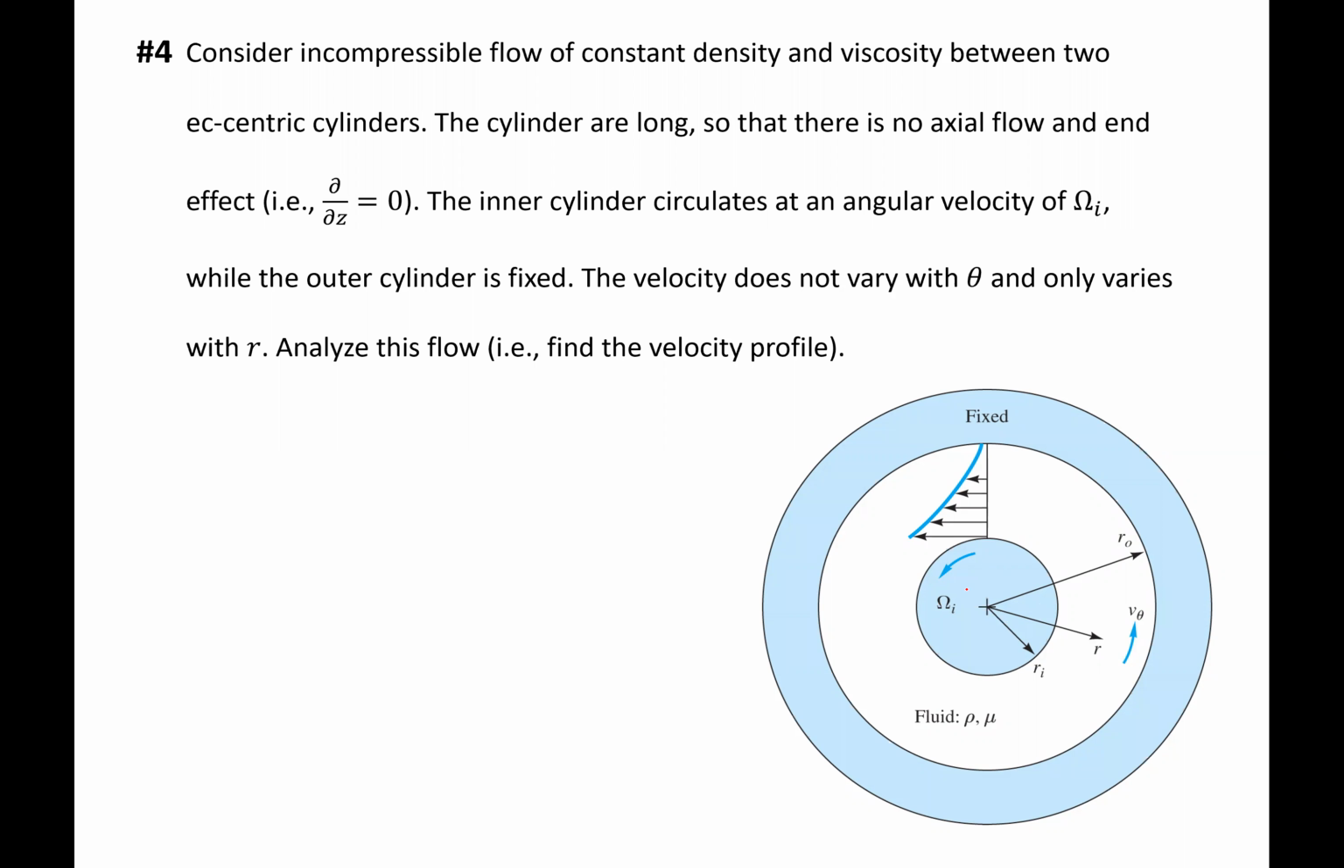So, we are after the velocity profile of the flow, which is created because of the rotational motion of the inner cylinder. Obviously, because we are dealing with the cylindrical geometry, we need to use the cylindrical form of Navier-Stokes equations or the cylindrical form of the continuity equation.